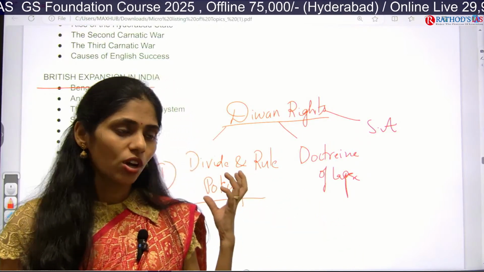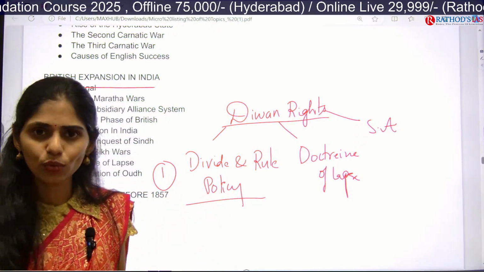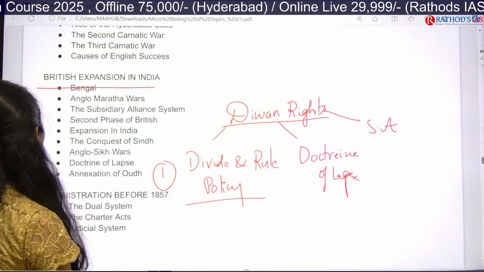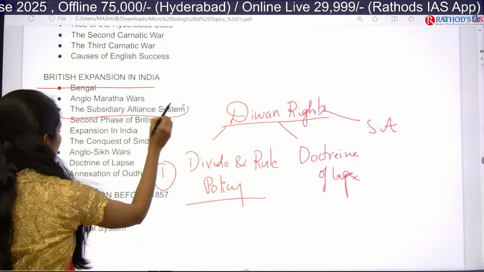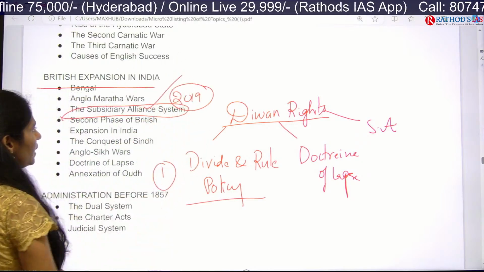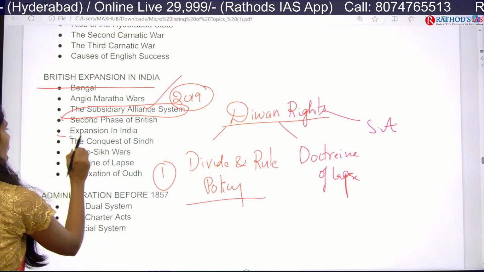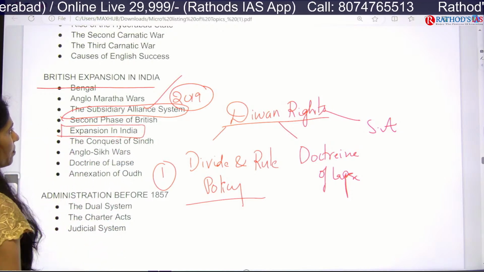You have to know what exactly those are, and what happened consequently. Here you have to know the subsidiary alliance system. In the 2019 prelims there was a question directly regarding the subsidiary alliance system. And next, you have to see how expansion started.